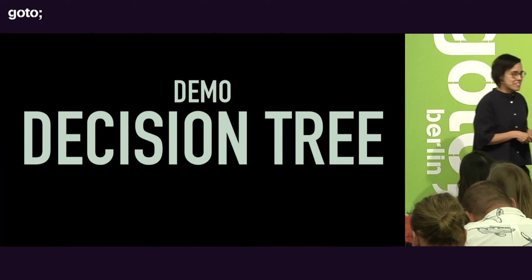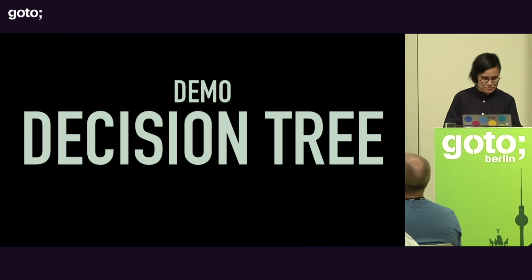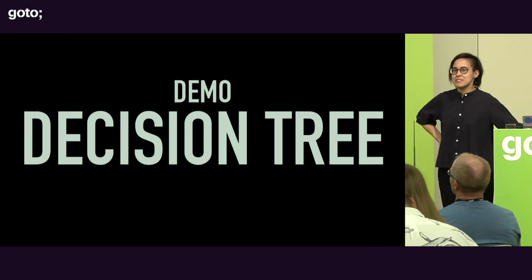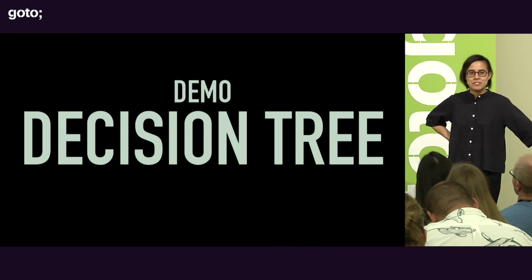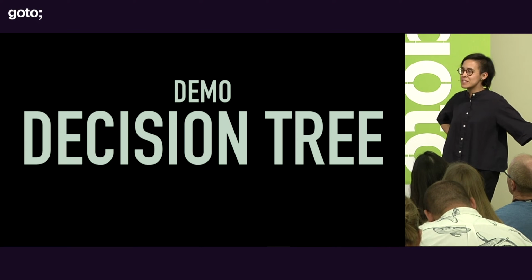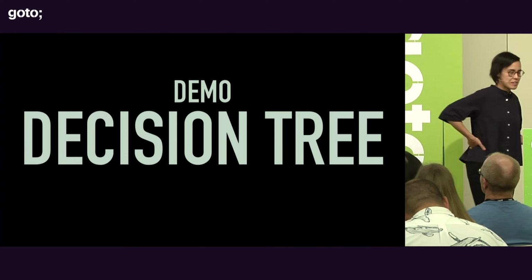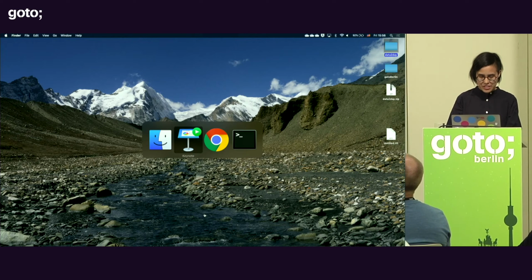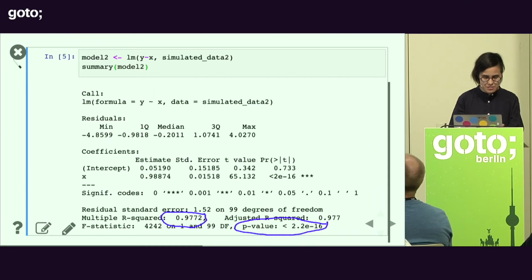So let's look at another example, decision trees. And decision trees are a very popular model. That's the basis of random forests, which is what wins all the Kaggle competitions. So it works very well in practice. So let's have a look at what issue I have with decision trees.